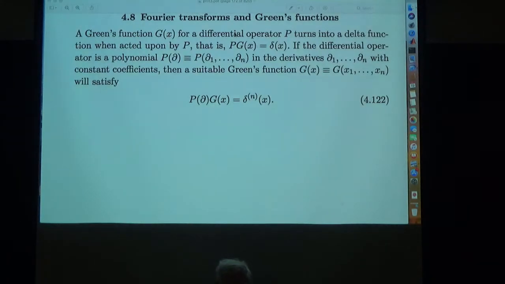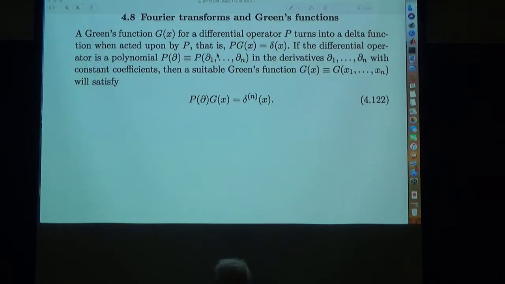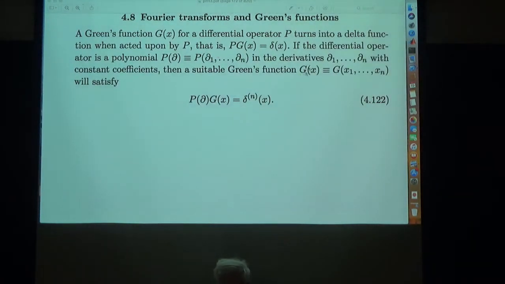And to figure out what G is, this again is for the simple case where P is, say, something like a polynomial or a simple function of derivatives, and not also a function of the variable x. If it is that, then you've got an issue with mathematics, and it's not trivial. But if it's just a function of the derivatives with constant coefficients, then it's easy to find the Green's function.